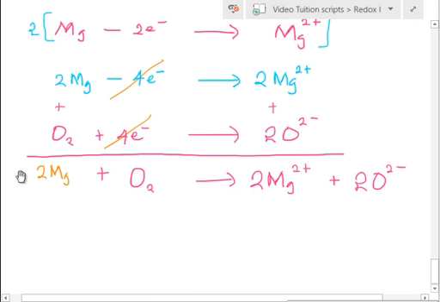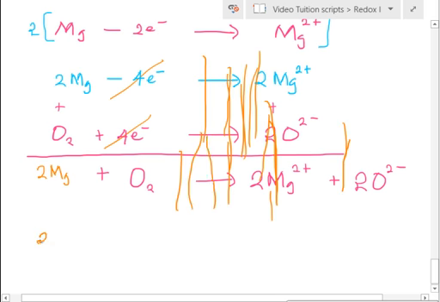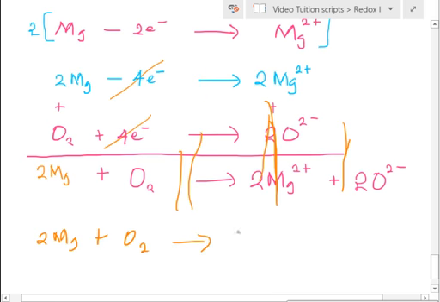So by doing that, we've constructed a balanced ionic equation. If we put this together again, it will give us 2MgO. So to give us the full equation, we started with 2Mg plus O2 to give us 2MgO.